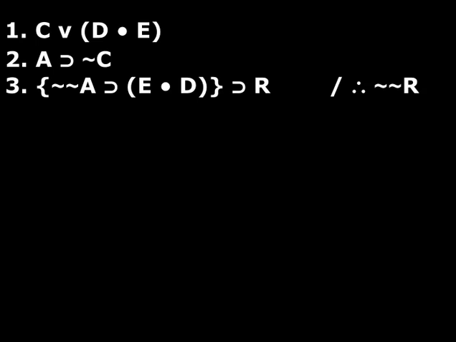So here's a proof. We have 3 premises and the conclusion is not R. Now if you look at this, R only shows up in one place, here. I could get R if I had this antecedent. I could do modus ponens to get R if I had this. How can I get not A, then E and D? Well, I know not A is the same as A. I can get that with double negation.